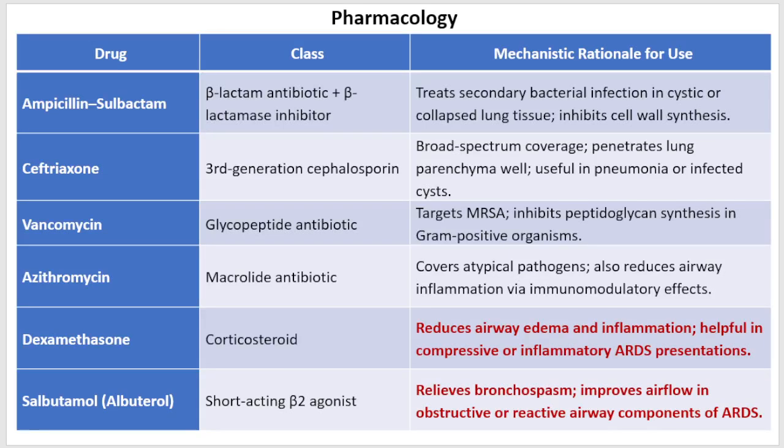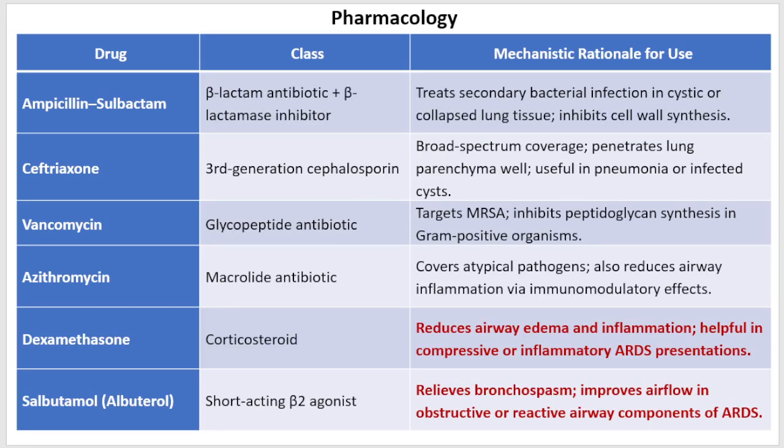For the pharmacotherapy, let's begin with antibiotics, which are essential when infection complicates ARDS. Ampicillin sulbactam, dosed at 50 mg per kg IV every 6 hours, combines a penicillin with a beta-lactamase inhibitor. It targets common pathogens in cystic or collapsed lung tissues by disrupting cell wall synthesis. Ceftriaxone, given only once daily at 50 to 75 mg per kg IV, is a third generation cephalosporin with excellent lung penetration and broad spectrum coverage for resistant organisms like MRSA.